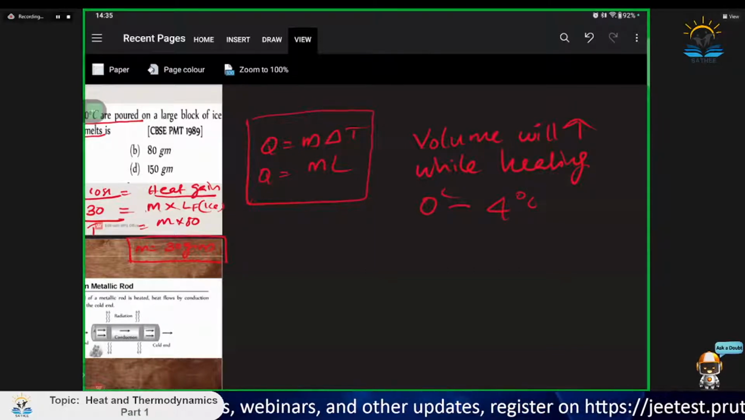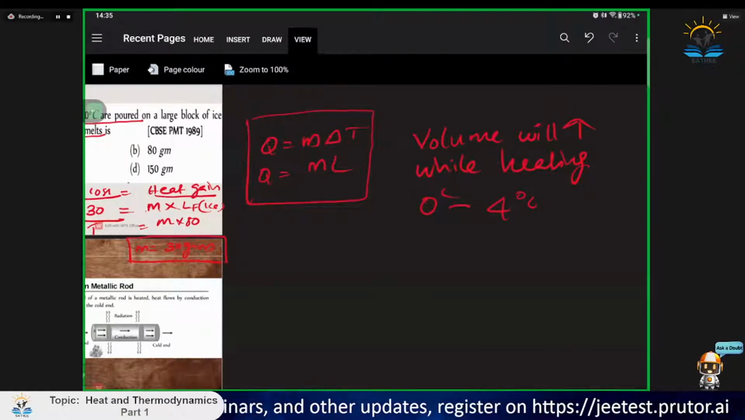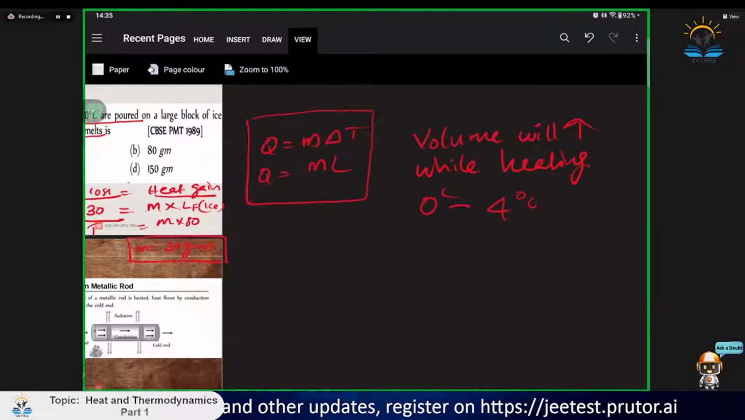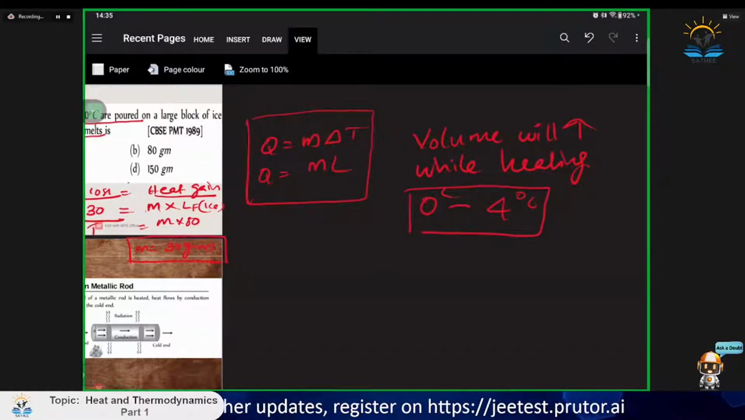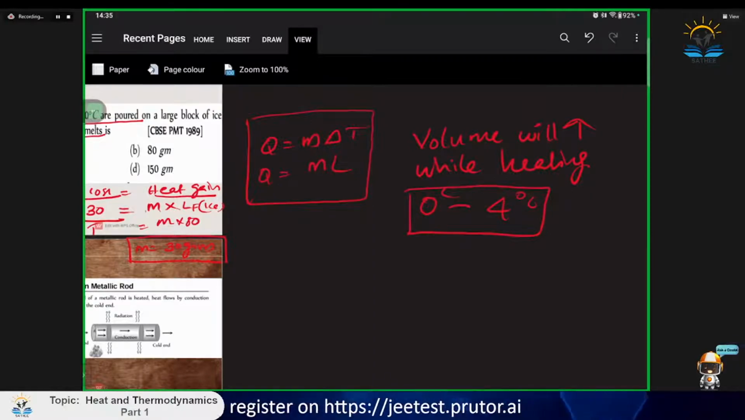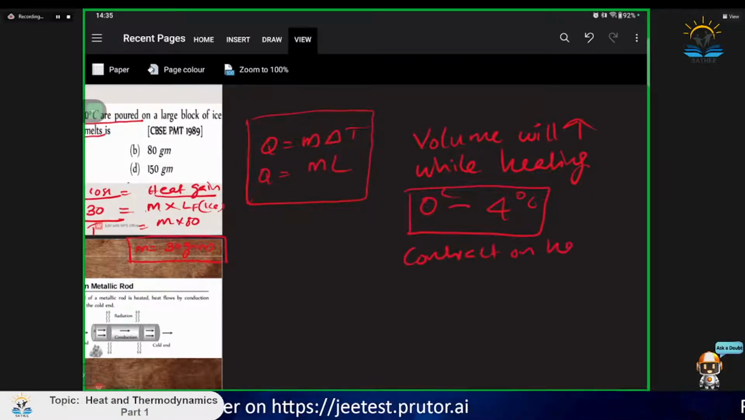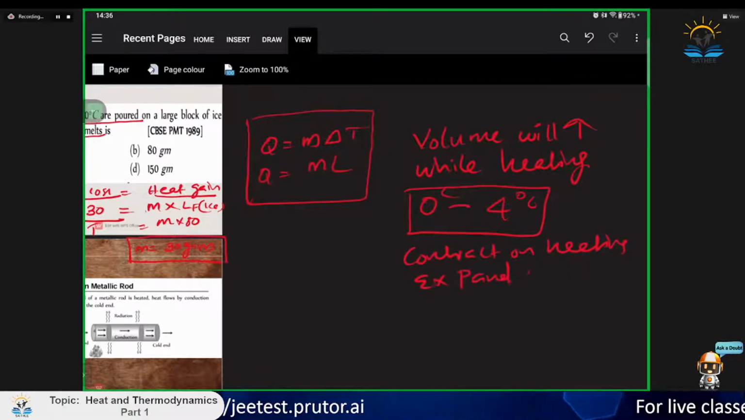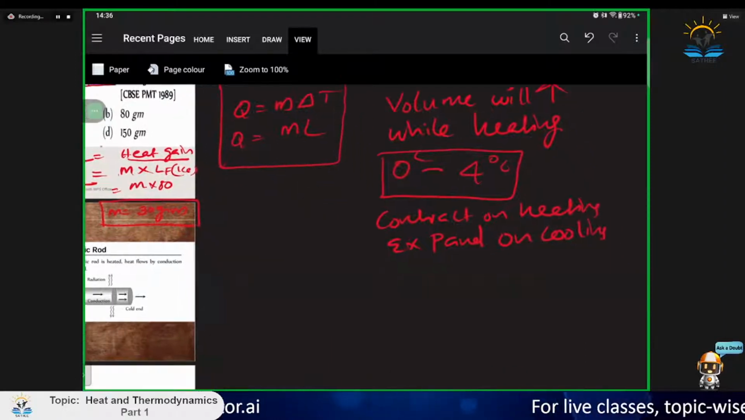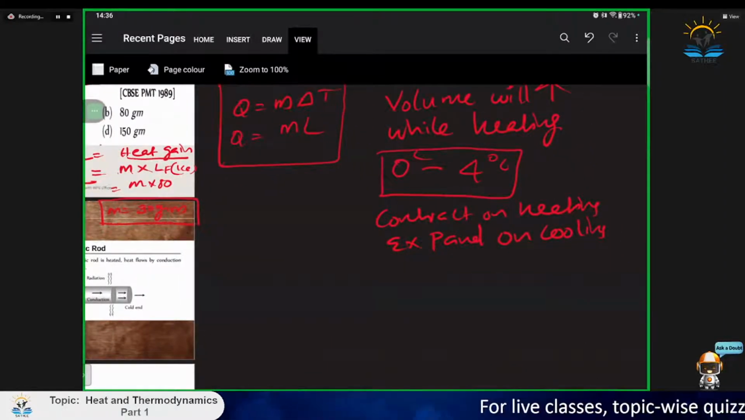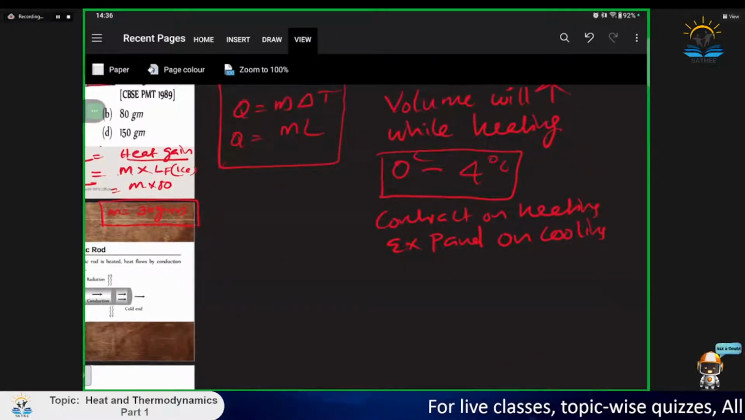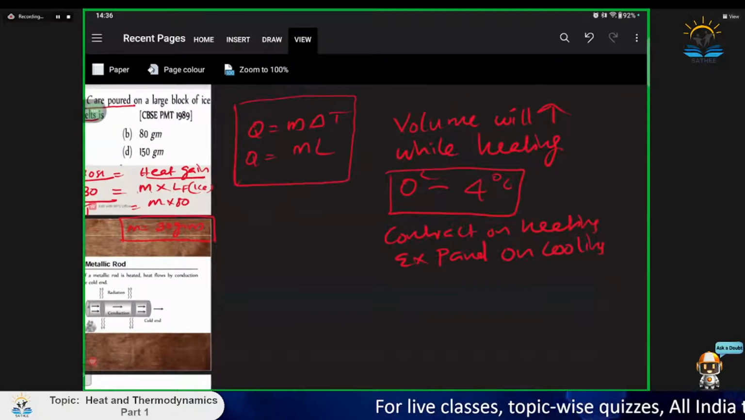That means water contracts on heating and expands on cooling. In this temperature range, water will contract on heating and expand on cooling. This is called anomalous behavior of water. This is the reason for the survival of aquatic life in cold winter time.